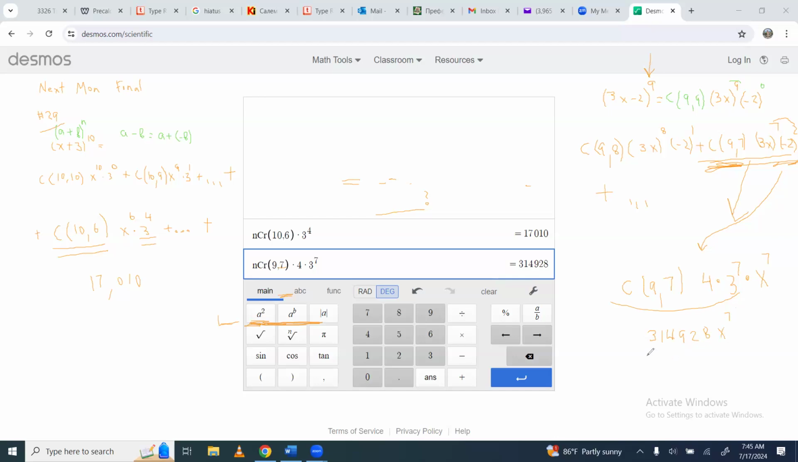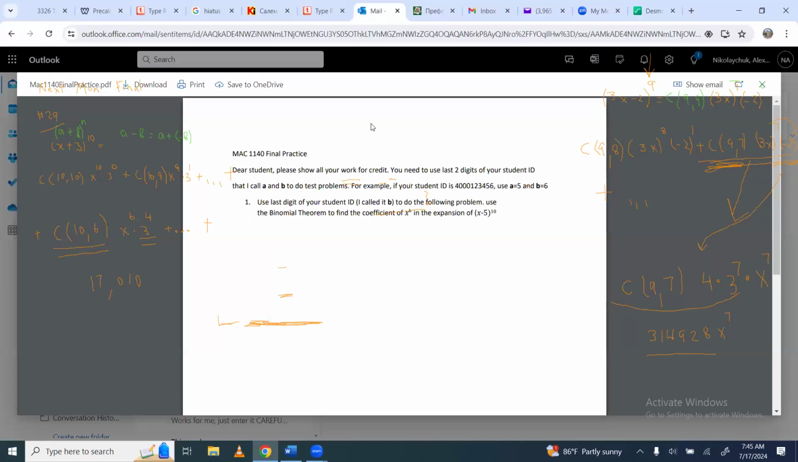exam. In fact, I gave you an example of an exercise, and let me go to the email that I sent yesterday. So let's say if your B is 6, you can tell me what your B is if you want, and I can do it with your particular last digit of student ID. I think it'd be a good practice. So in this exercise that I made up, the x minus 5 raised to the power of 10, we care about the coefficient with x to the power of 6.